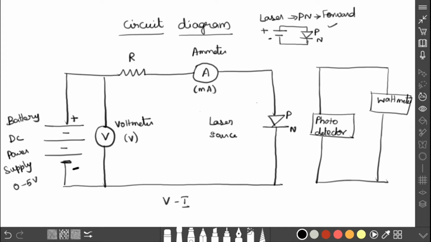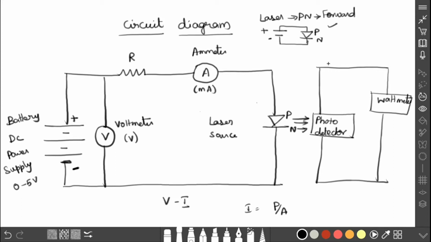The second part is the PI characteristics. P means we have to measure the power, and power means the light intensity. Power is nothing but intensity, right? Intensity is equal to power per unit area. So how can we measure the power? From the laser source, the light will come outside, and that light can be detected by the photo detector. Photo means light, and light is received; that's why it is called a photo detector.